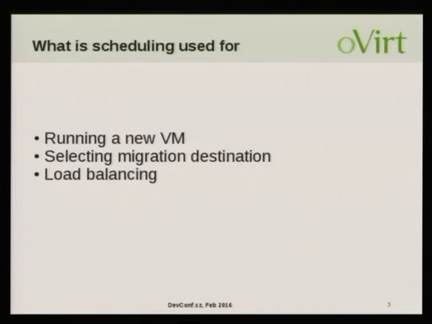That's the first task. Second task, if you support migrations and you click Migrate VM, you need to be able to tell where the VM should be migrated. It's very close to the first task. And the third task is a bit different, because when you have a host that's suddenly too loaded and it has too many VMs, you need to select first the VM that will be migrated away and then the destination.